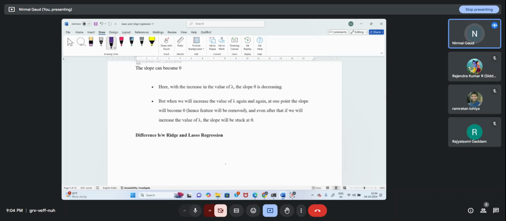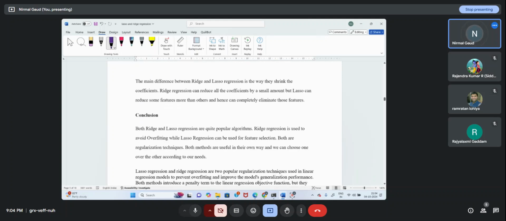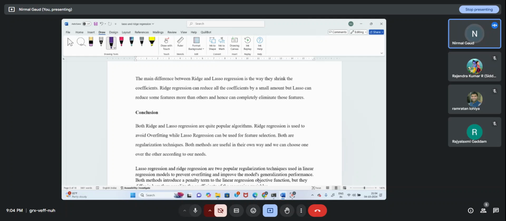Again, lambda and the slope are inversely proportional for this also. The difference between Ridge and Lasso: what is the difference between them? That's what I told. Ridge and Lasso both shrink the coefficients and reduce the impact of coefficients. Ultimately the coefficient multiplies with the feature, so the feature will be impacted.